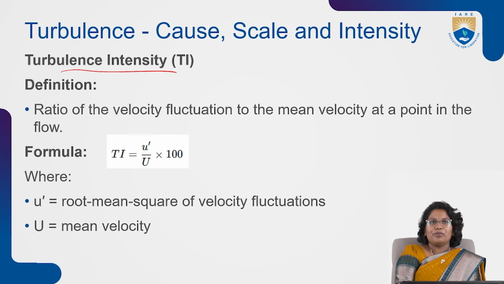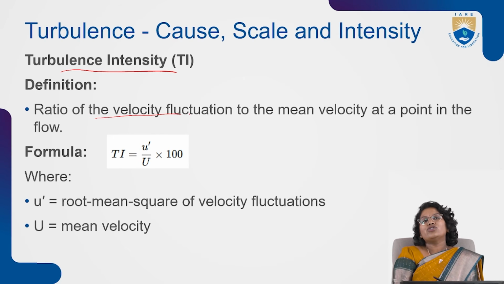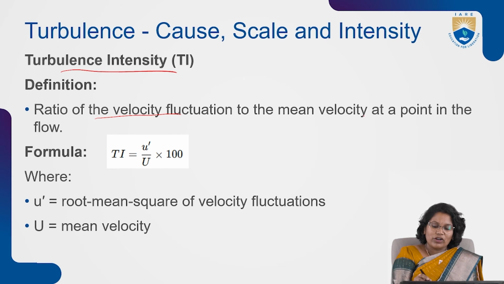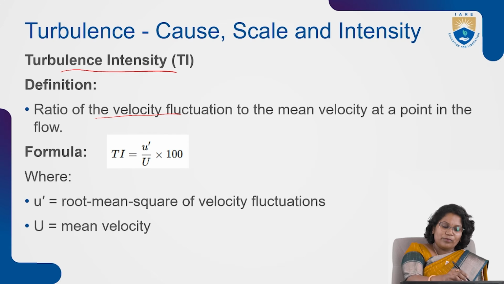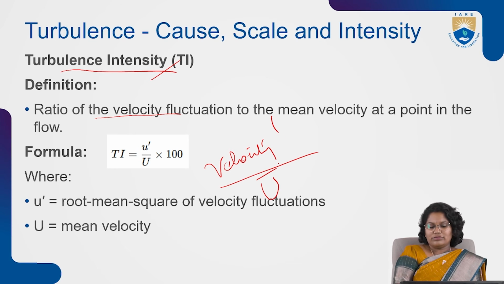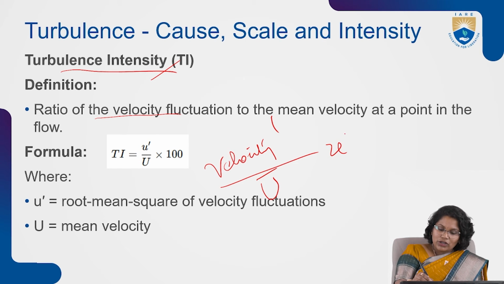It is the ratio. Intensity is a ratio of velocity fluctuations to the mean velocity at a point in a flow. So what is this intensity? Velocity fluctuations, that is u dash, by your mean velocity, average velocity, right? So what is that equation? u dash by u bar is your intensity.